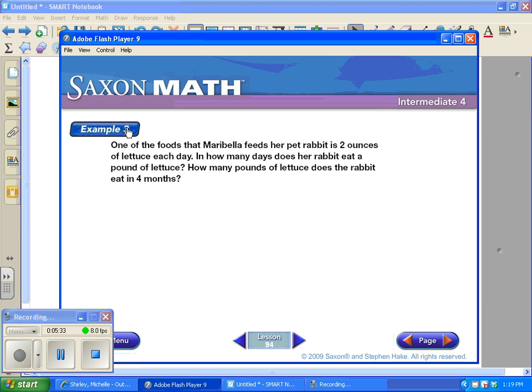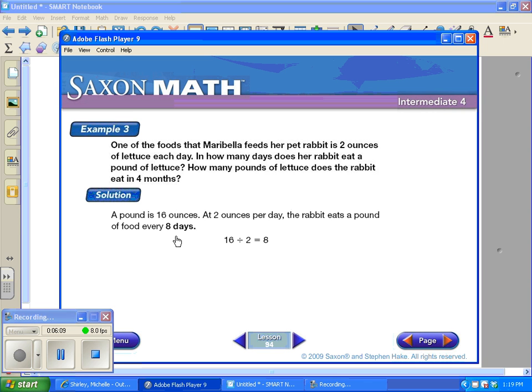All right, example 3. One of the foods that Marabella feeds her pet rabbit is 2 ounces of lettuce each day. In how many days does her rabbit eat a pound of lettuce? Okay, let's stop right there. We know that a pound is 16 ounces. So counting by twos, how many days would it take us to get to 16? 2, 4, 6, 8, 10, 12, 14, 16. That's 8 days, right?